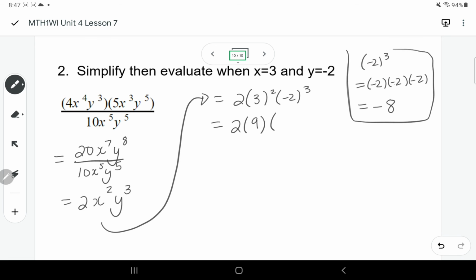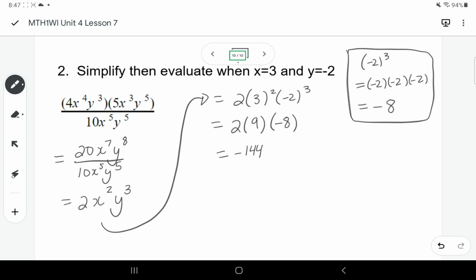So this is kind of my thought process on this one. You can also use a calculator if that feels easier for you, or more comfortable. Then I would just multiply right across. 2 times 9 times -8. And you can, of course, use your calculator for that. It's a little bit big. It's -144. So now you guys are all set to do the lesson 7 homework.